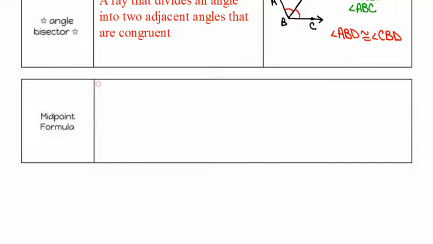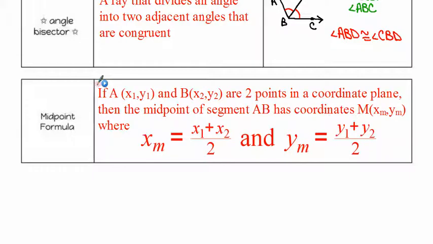Now, keep in mind that midpoints only exist on segments. You don't have a midpoint of an angle. So everything that we're talking about here in this formula deals with a segment, something with 2 endpoints. Okay, our formal definition that we're going to be using.